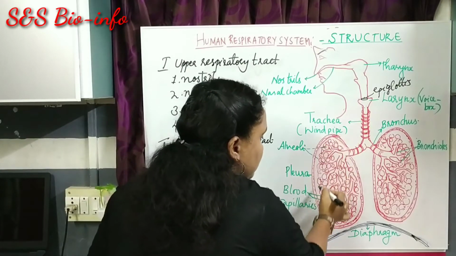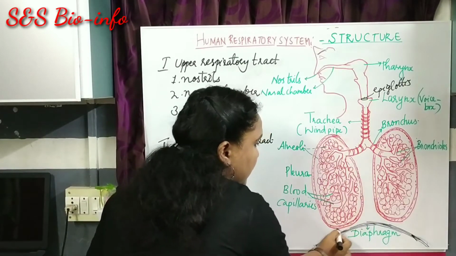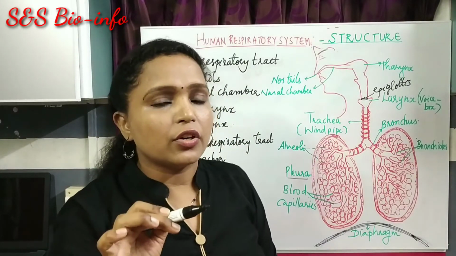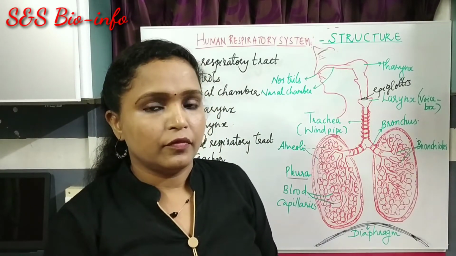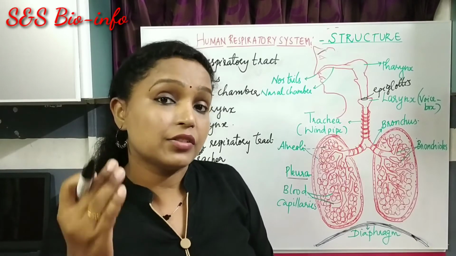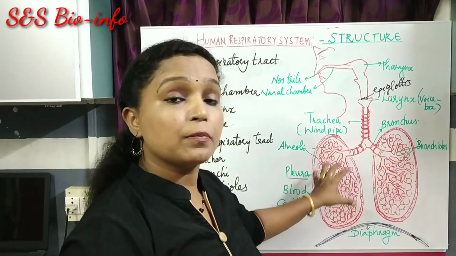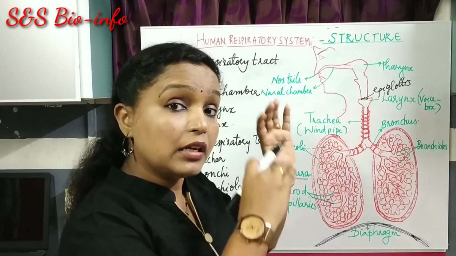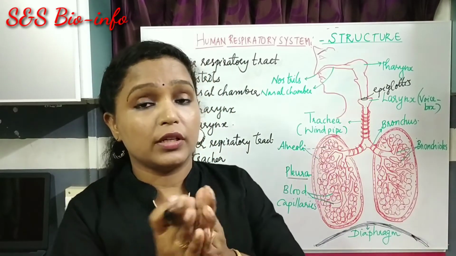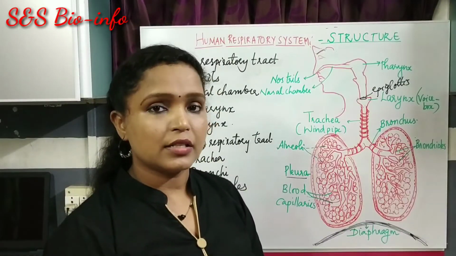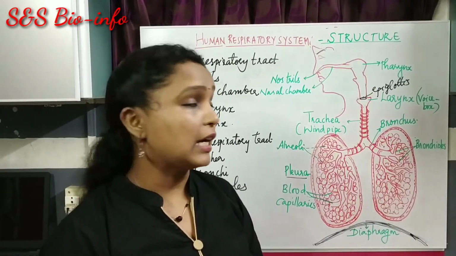Then our lungs are protected by a double membranous structure called pleura. The pleura consists of pleural fluid, which protects the lungs from external shocks and injuries. And the lungs are located inside the rib cage. You know what a rib cage is, I told you just before. This is the internal structure or anatomy of our lungs.